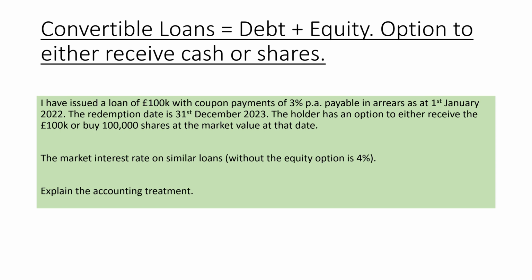So imagine I've issued a loan of 100k with coupon payments of 3% per annum payable in arrears, and the loan was issued on 1st of Jan 22. The redemption date is 31st of December 23. The holder has an option to either receive the 100k in cash or buy 100,000 shares at the market value at that date. The market interest rate on similar loans without the equity option is 4% per annum. Explain the accounting treatment. Right, so let's have a look at this.